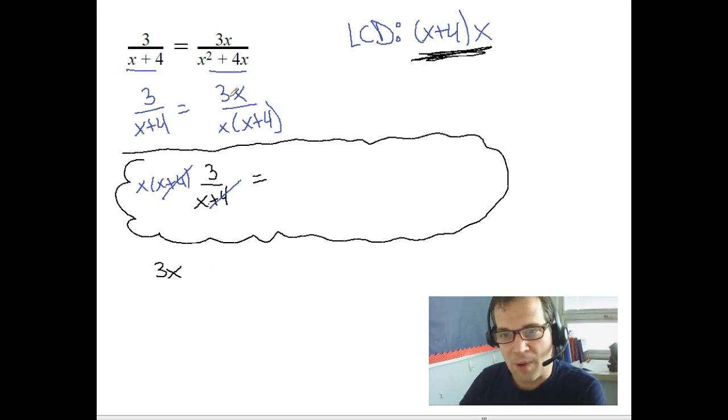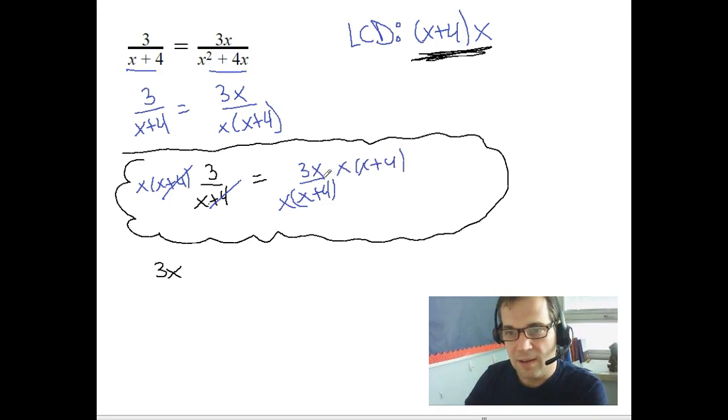For this guy, if I multiply this by the LCD, my thought would be, what is this thing that's there multiplied by the LCD? What cancels and what's left behind? These x's cancel, these cancel. What's left behind is another 3x. That's why I was making that face in the beginning, because we get 3x equals 3x.